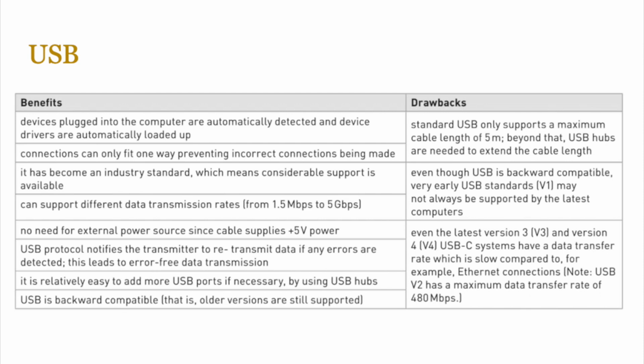However, it does have a few problems or drawbacks. Standard USB only supports a maximum cable length of 5 meters. Beyond that, USB hubs are needed to extend the cable length. Even though USB is backwards compatible, very early USB standards may not always be supported by the latest computer, so you will need an adapter to plug them in. Even the latest version of USB, for example USB Type-C, has a data transfer rate which is slow compared to Ethernet connections, so they are not as fast as other types of cable connections.